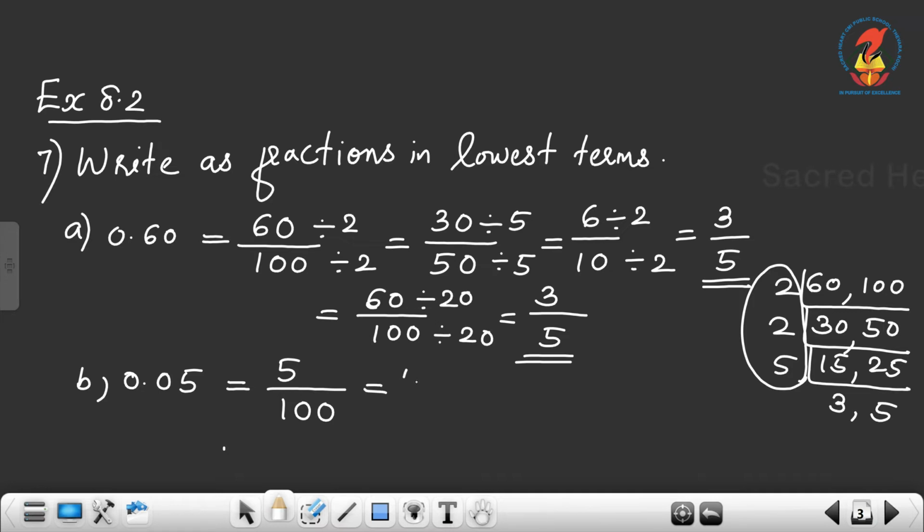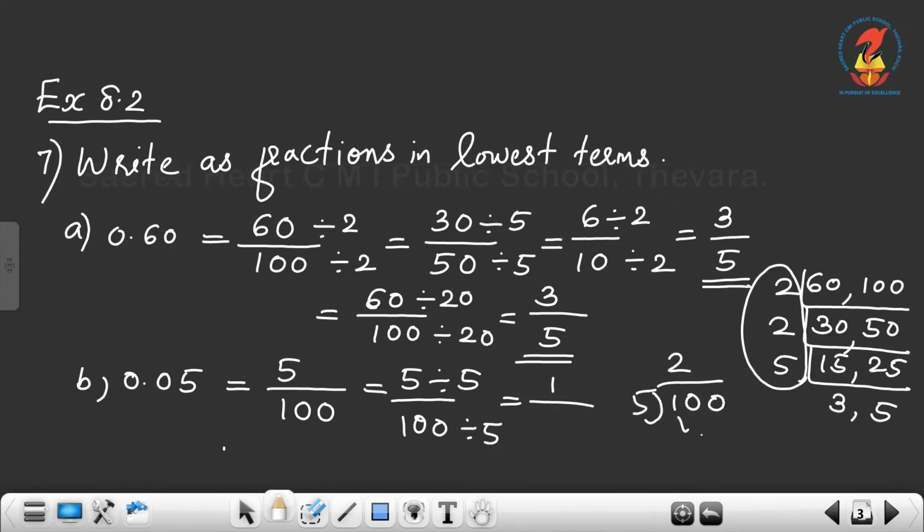So 5 and 100, we can divide both numerator and denominator by 5. That is 1 by 100 divided by 5. What is the answer? 100 divided by 5. 5 twos are 10, 0, therefore 0. We will get it as 20. Therefore, the answer is 1 by 20.